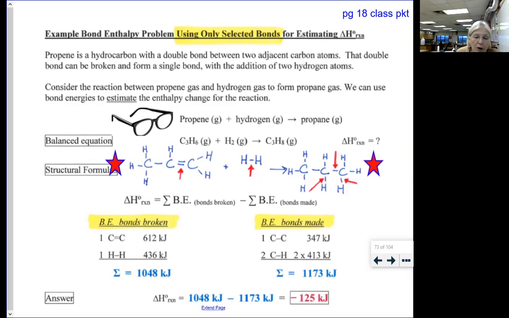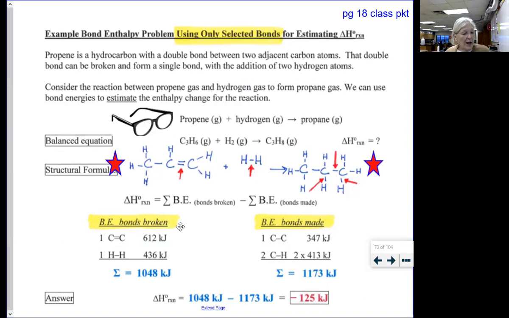If you look at where my red arrows are, you're really only breaking the double bond in this propene molecule. You're only breaking the bond between the H to H here. And the 3 bonds that you're making are these 3. No other bonds need to be involved in this calculation.